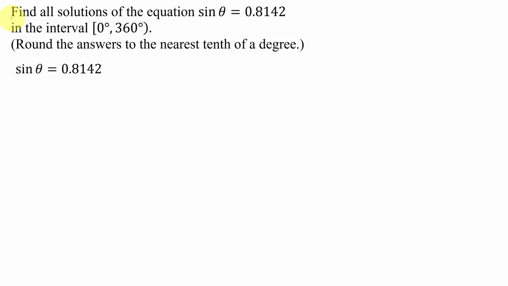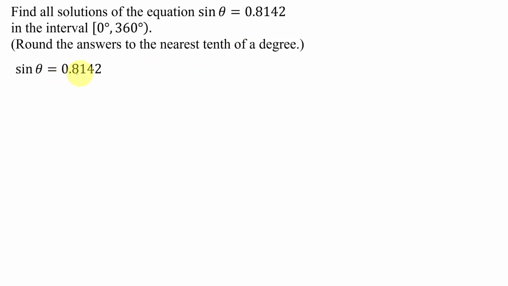In this example, I need to find all solutions of the equation sine theta equals 0.8142 in the interval 0 degrees to 360 degrees. I also need to round the answers to the nearest tenth of a degree. So we know I'm looking for angles in degrees, and since it said to round the answer, I'm most probably going to have to use a calculator.